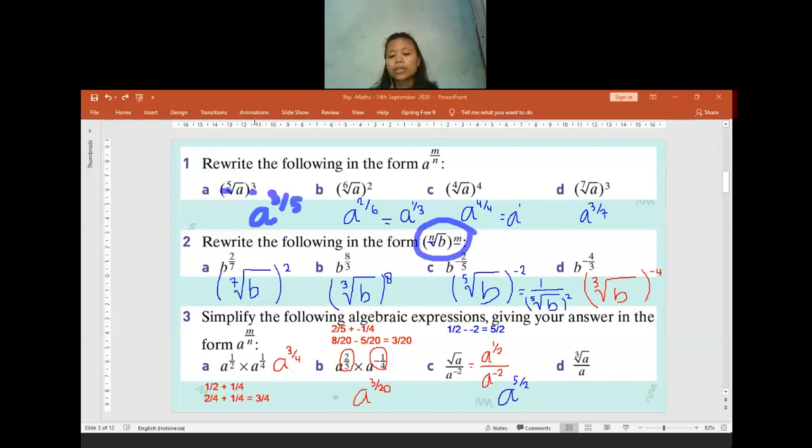For question D, we have cube root of A divided by A. Same thing, we have to change the cube root of A into fractional indices. So cube root of A will be A to the power of how much?